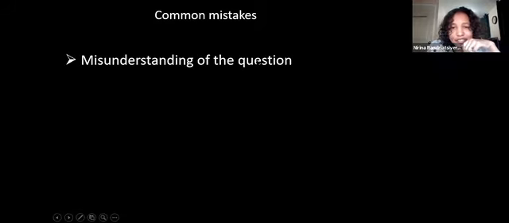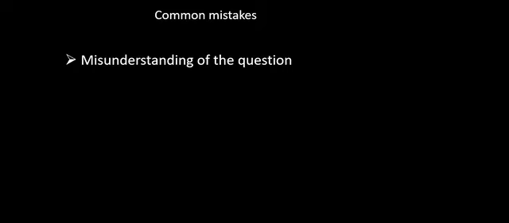So common mistake. The first one is misunderstanding of the question. And this is actually not new. Even when we still had the closed book exam, it's still the same thing. Misunderstanding of the question is still the main issue. Even if the exam is open book, even if you have all the resources, if you cannot understand the question properly, then you won't be able to give the right answer. So misunderstanding of the question is still, I think, the most common one.